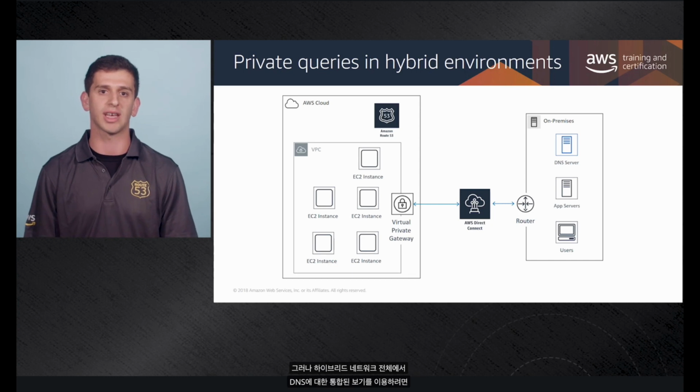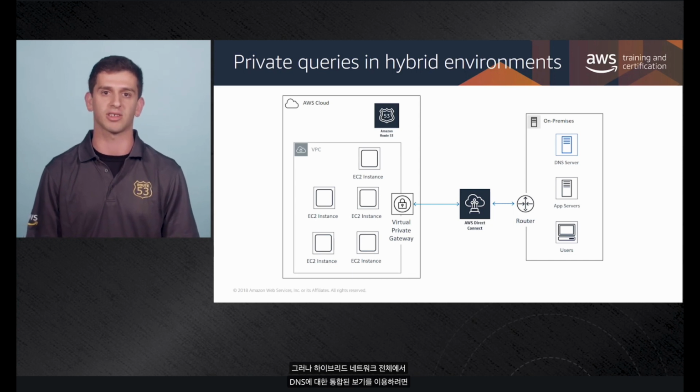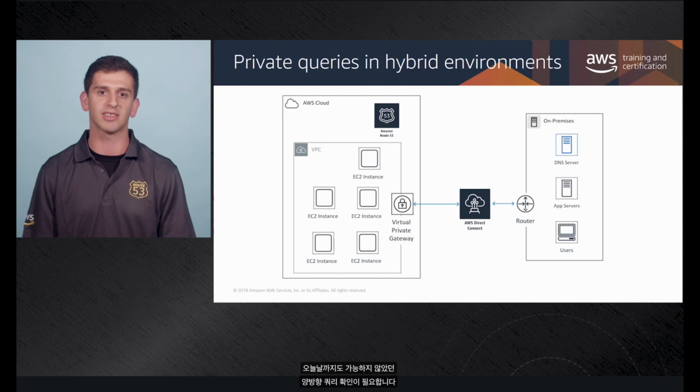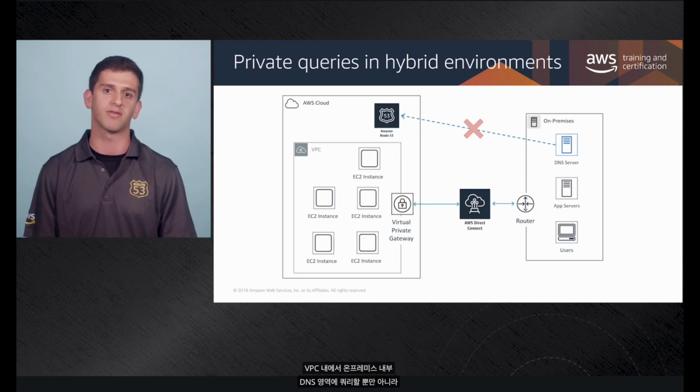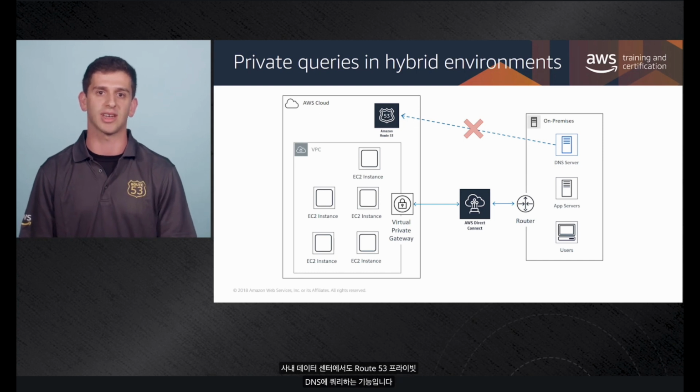But in order to get the unified view of DNS across your hybrid network, you need bidirectional query resolution, which has not been possible until today. The ability to query your on-premises internal DNS zones from within their VPCs, as well as query Route 53 private DNS from your corporate data centers.